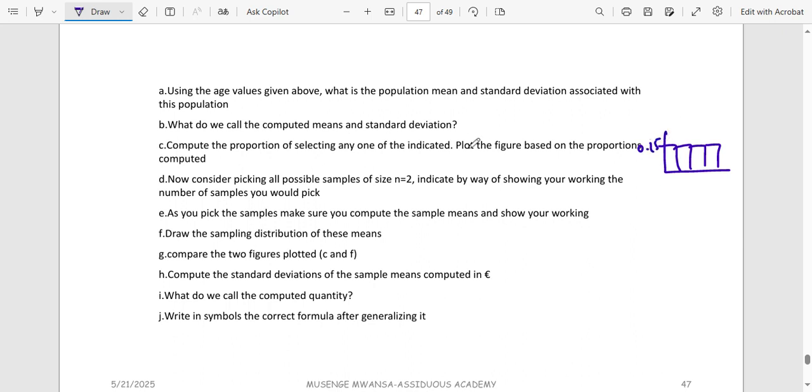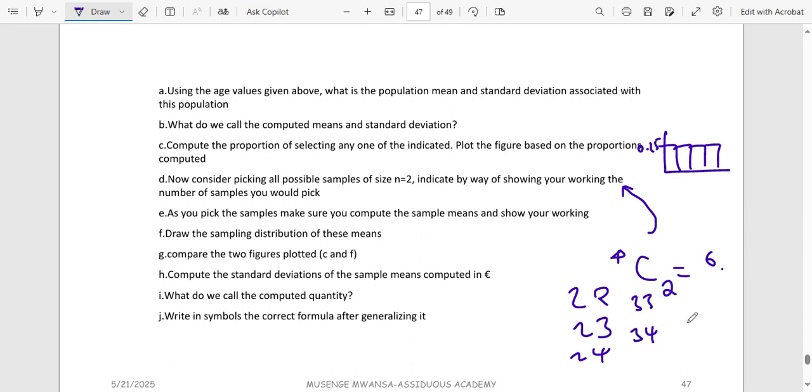What percentage is that? 0.25. Now consider picking all possible samples of size n. Indicate by way of showing your working the number of samples you would pick. Because we have 4 values but we want to pick with a sample size of 2, it will be 4 combination 2, that will give us 6. So you make all the possible combinations, there should be 6. If you start with 18, you have 18 and 20, 18 and 22, and 18 and 24. If you go to 20, you can't have 20 and 18 because it's already there. 20 and 22, 20 and 24. If you go to 22, you can't have 22 and 18 or 20 because they're already there, so you just have 22 and 24. So you can see these are 6.